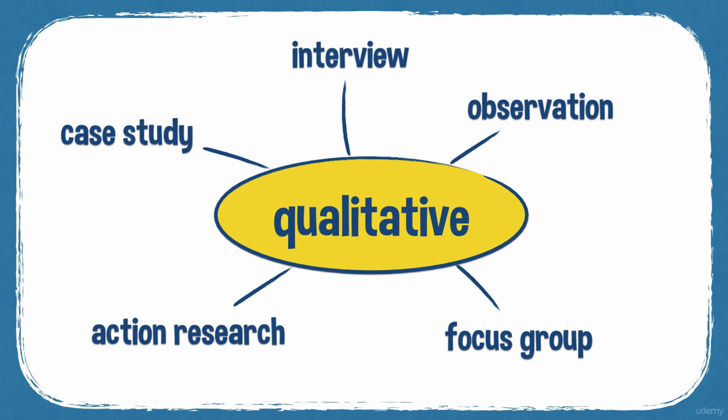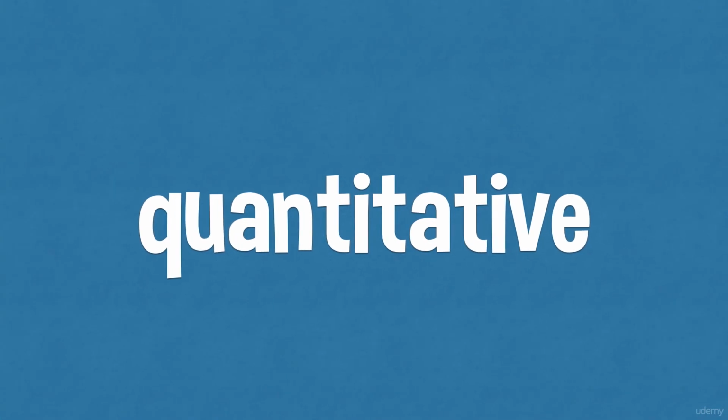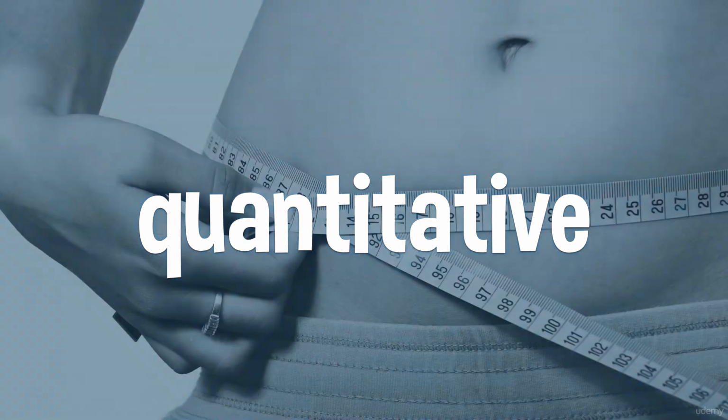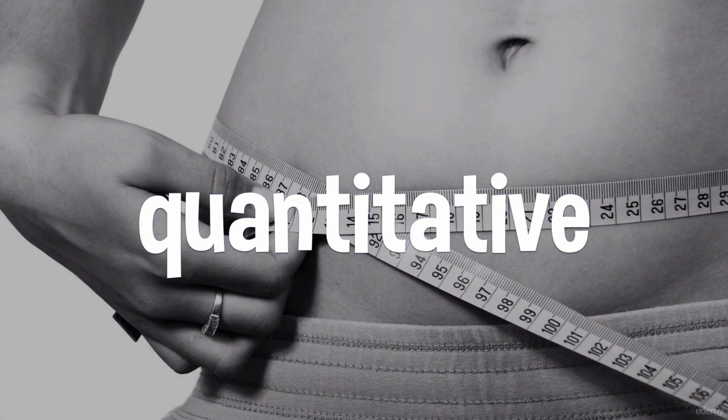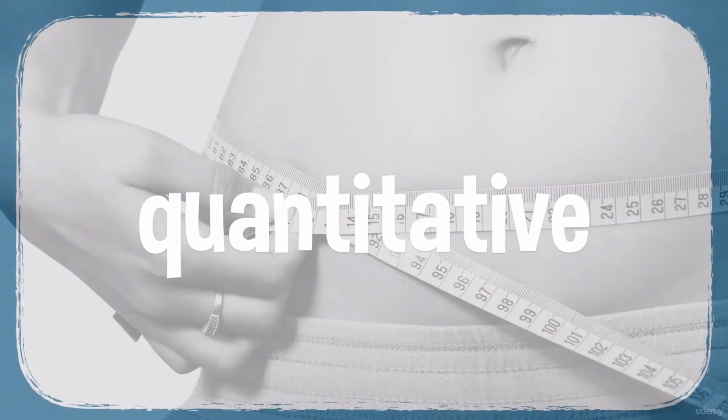So when we talk about research, we often talk about qualitative data, and the other one, quantitative data. Quantitative. Quite hard to say, in fact. Quantitative. And this relates to different sizes, different amounts of things, different numbers, data, measurements, quantities, amounts. Things you can measure, things you can quantify.